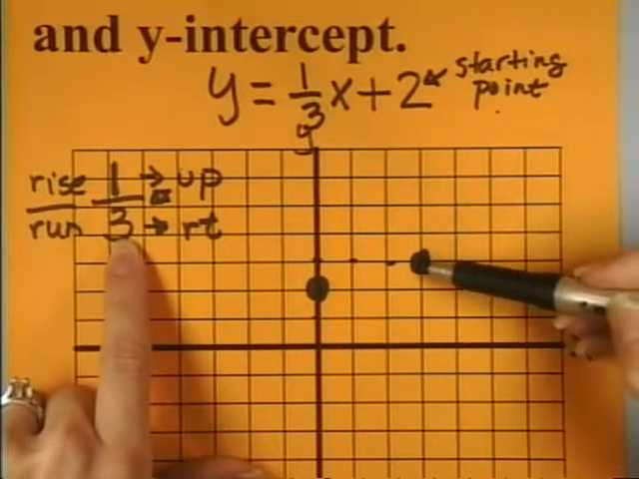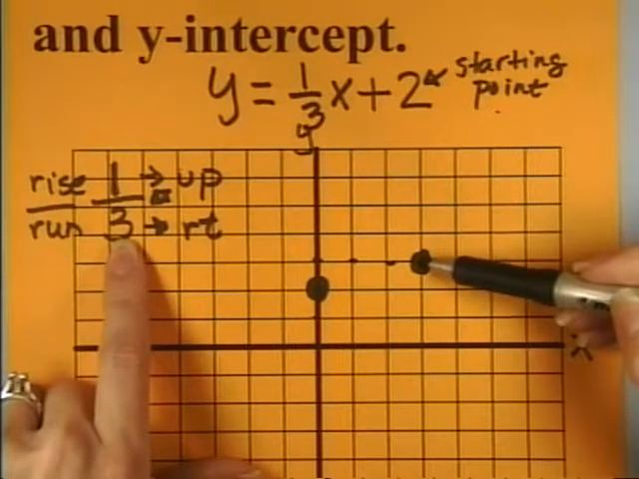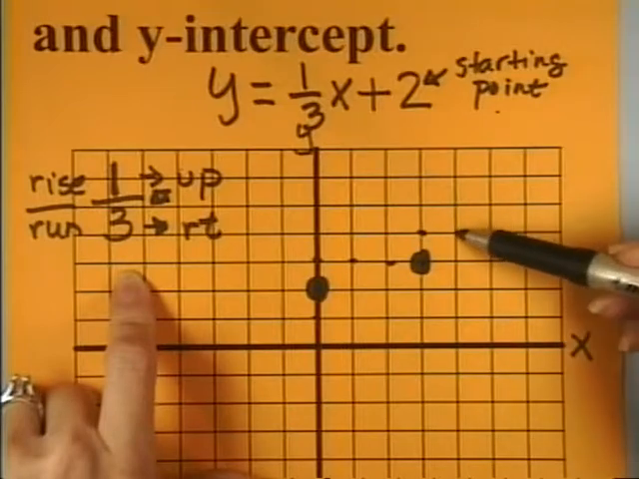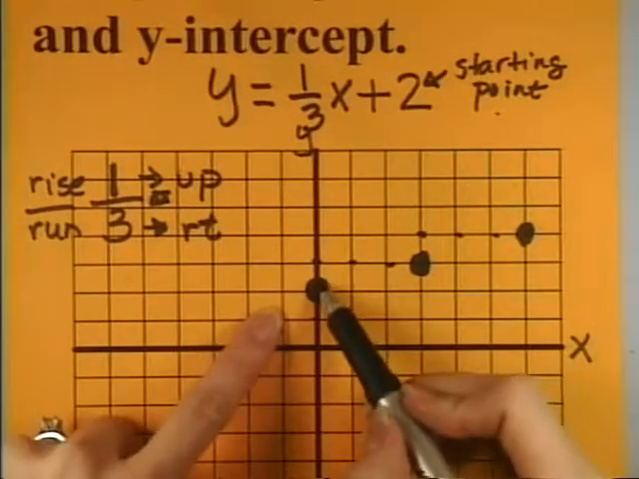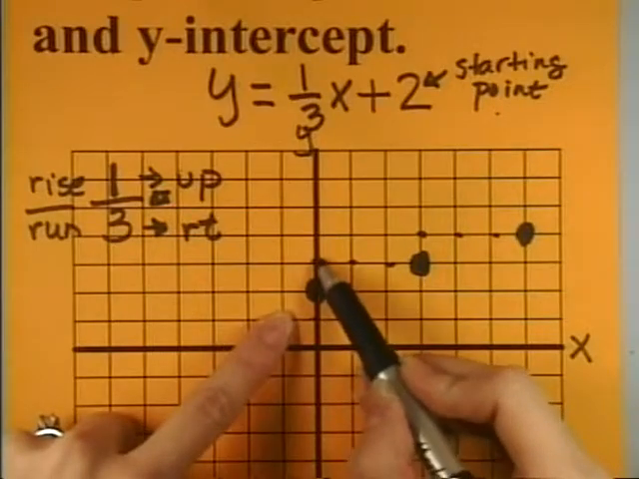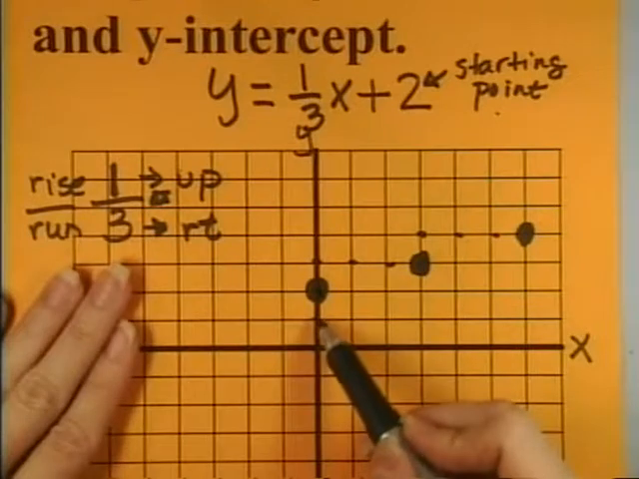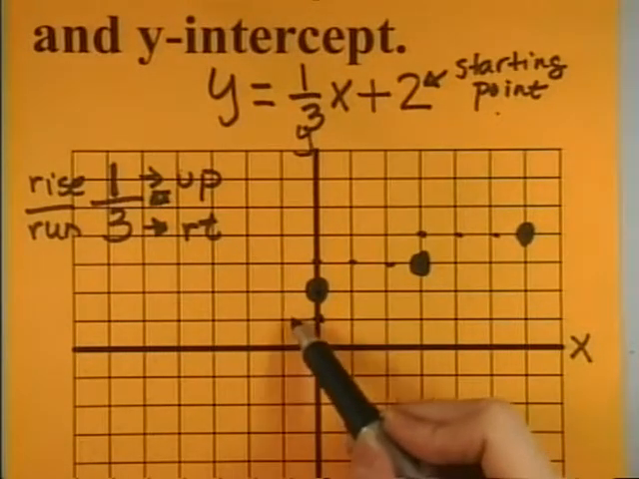So if you want to make another point, you do it again. Tell me where to go from here. Up. How many times? 1. And then to the right. 3. Now what would be my opposite way? I'm going to go back to the beginning. If I went up 1, what would be the opposite way? Down. Down 1. And go to the left 3 times.